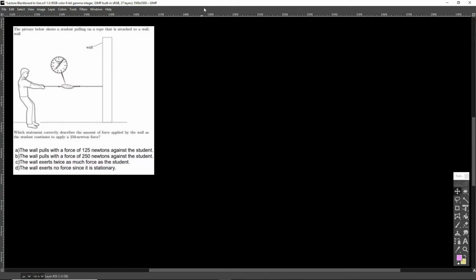Let's take a look at this next problem here. Let's take a look at this picture. It says the picture below shows a student pulling on a rope that is attached to a wall. I'm not sure why it says a wall right there, but okay. So there's some student and he's pulling on this, looks to be a force measurement device.